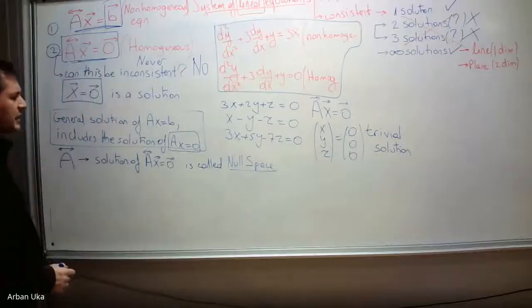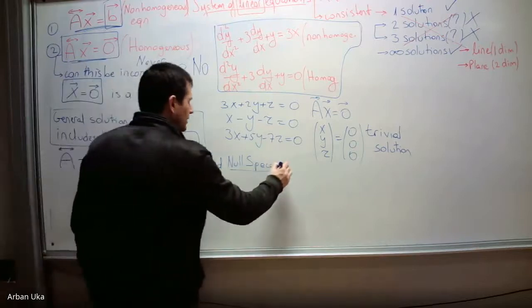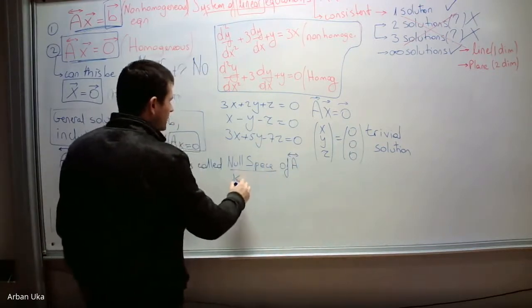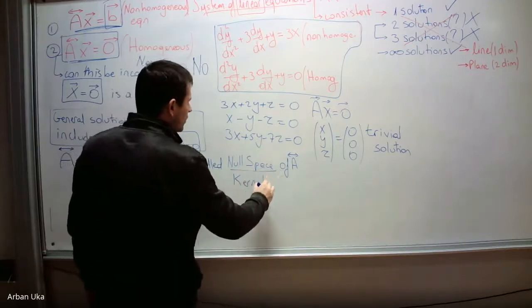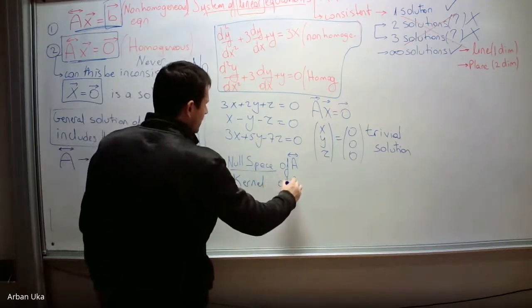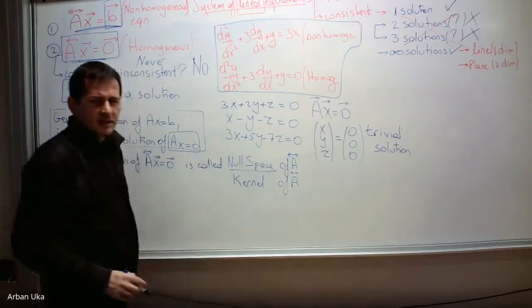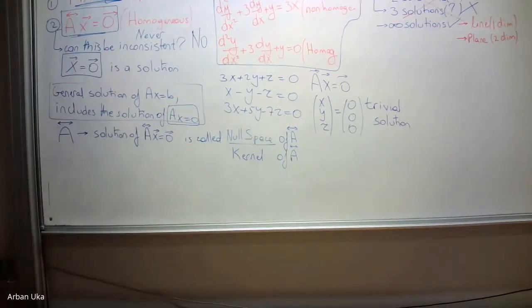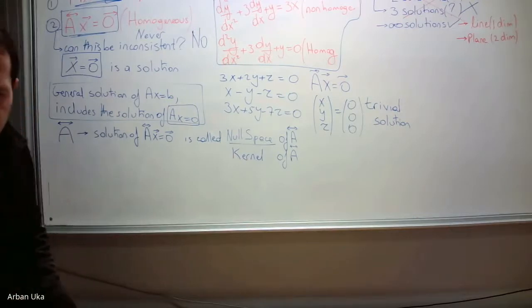So the null space of A, or similarly, this can also be called the kernel of A. Here we are starting to learn a few terms in linear algebra. Now let's throw out some numbers.